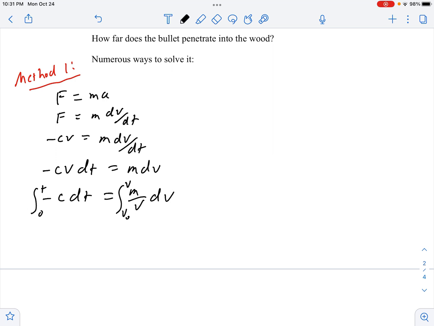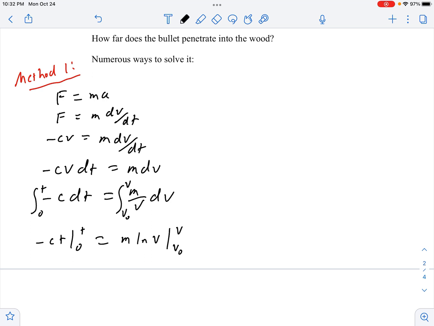So left-hand side, the integral of negative c dt would just be negative c times t, because there's no variable in there, that's just the dt. So we're going to integrate from 0 to t on the left. On the right, m is in the numerator, v is in the denominator. The m is just a constant, and really I'm integrating 1 over v. You might remember, or if not, look on the AP equation sheet, the integral of 1 over x is the natural log of x, or in this case, the natural log of v, where I'm going to evaluate from v naught to v.